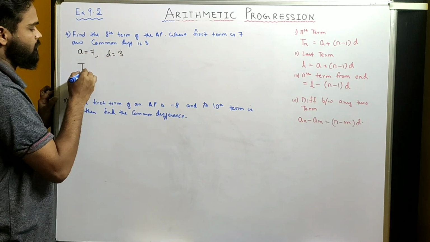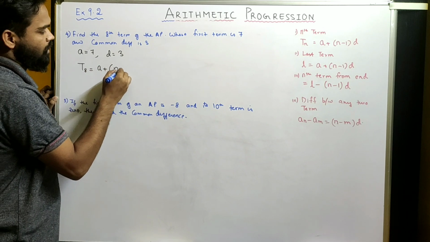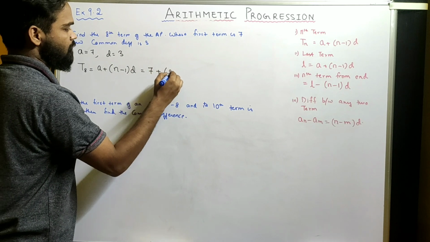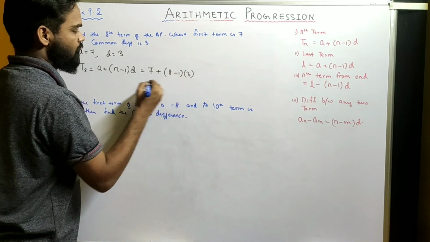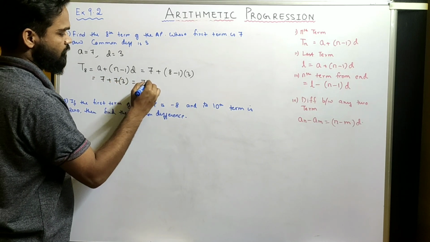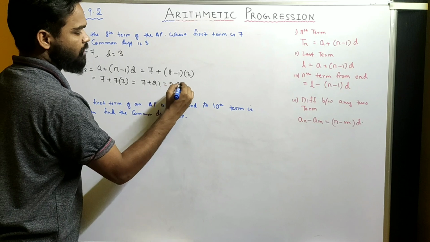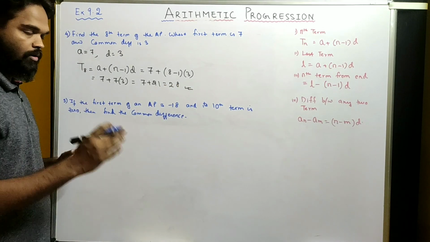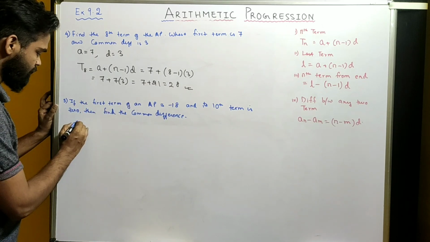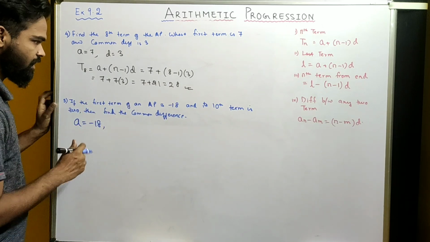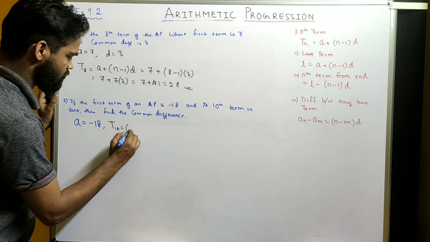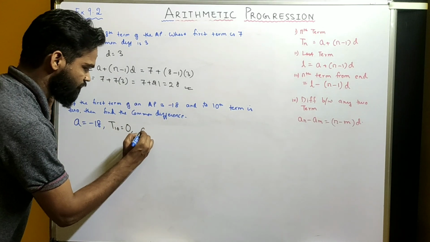So your 8th term will be a plus n minus 1 d. Your n is 8, so it will be 7 plus 8 minus 1 multiplied by 3. That gives you 7 plus 7 multiplied by 3. That gives you 7 plus 21. That's 28. Done. Now look at sum number 5 part 2, which says if the first term of an AP is minus 18, which means your a is minus 18, and its 10th term is 0, so t10 is 0. Find the common difference. They are asking for d.